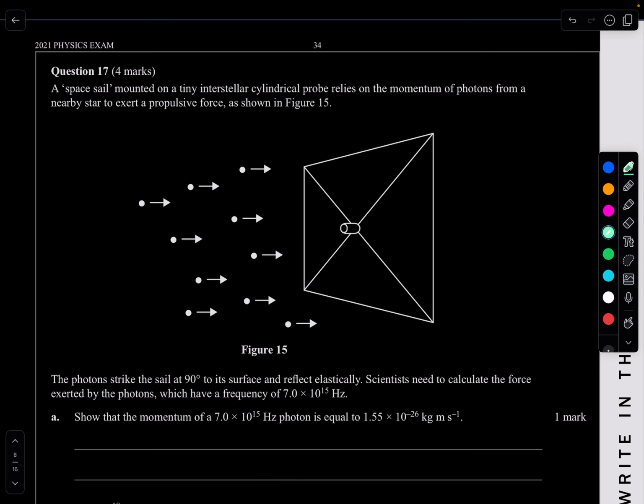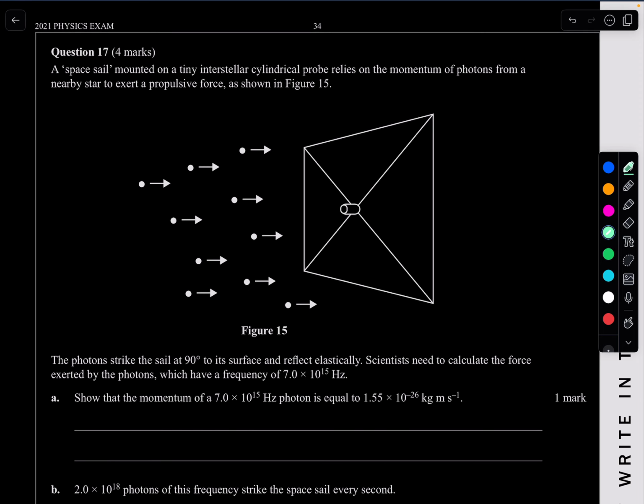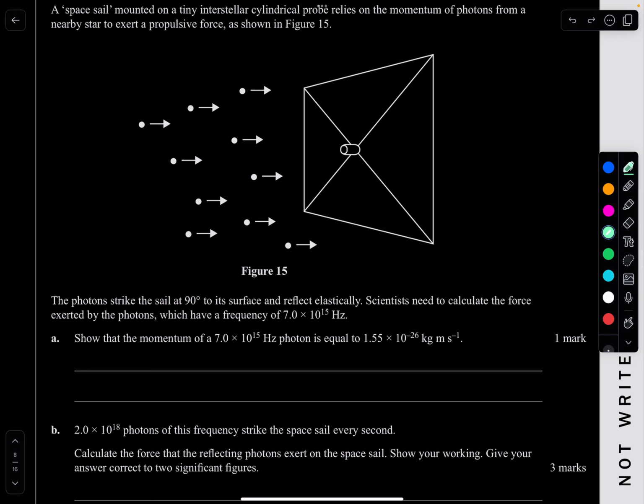Question 17, let's have a try at this. A space sail mounted on a tiny interstellar cylindrical probe relies on the momentum of photons from a nearby star to exert a propulsive force, as shown in figure 13. So what I believe is that these are photons and they're hitting this, it's like a little paper, I'd say, and getting repelled. The photons strike the sail at 90 degrees to the surface and reflect elastically.